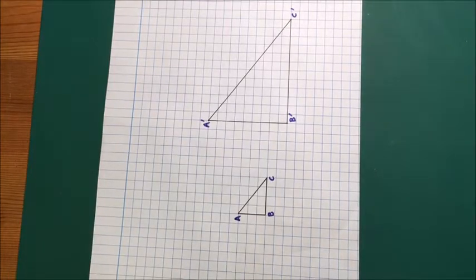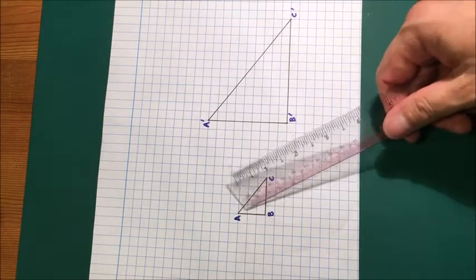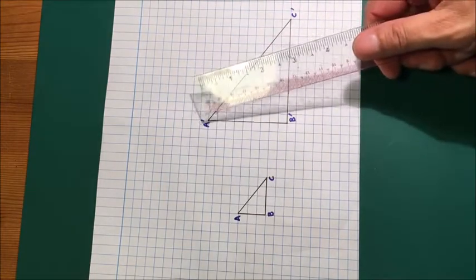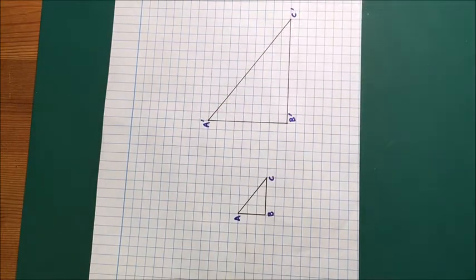We're going to find the center of enlargement of these two diagrams. So we have triangle ABC and we have its image A', B', C'. But where was the center of enlargement? Because it's not indicated on the piece of paper.